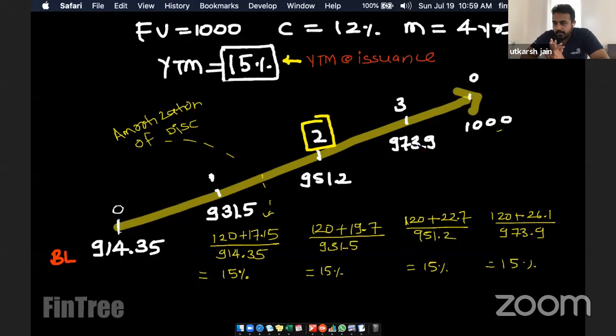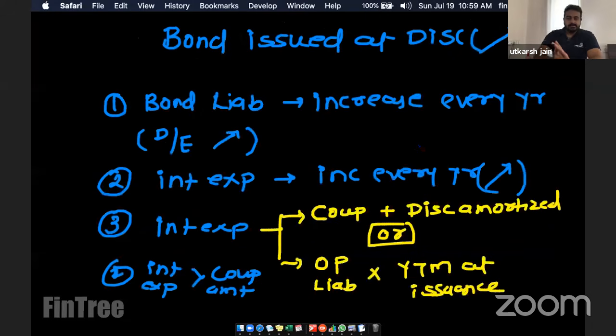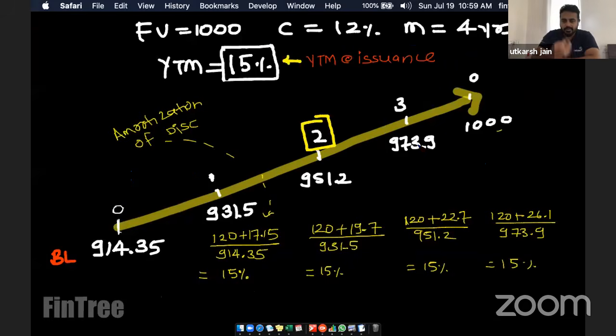Vishal wants me to repeat point number 4. Okay, Vishal. Point number 4: interest expense greater than coupon. So my question to you, just think about it. If you are issuing this bond, take any year, for example, year 2. What expense will we show, Vishal, in our profit and loss account?